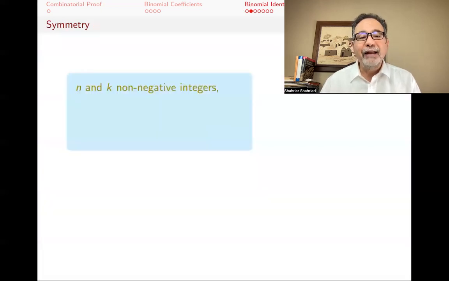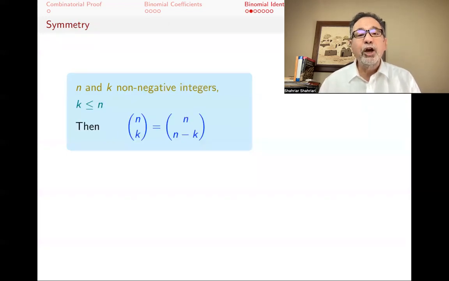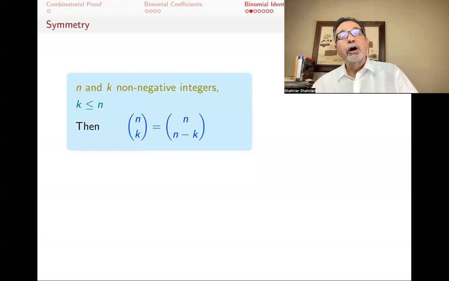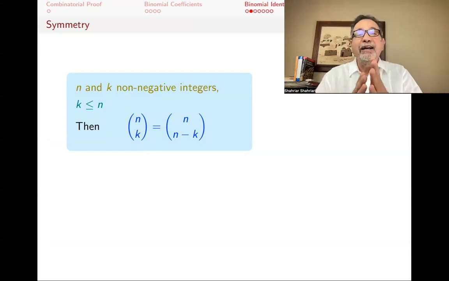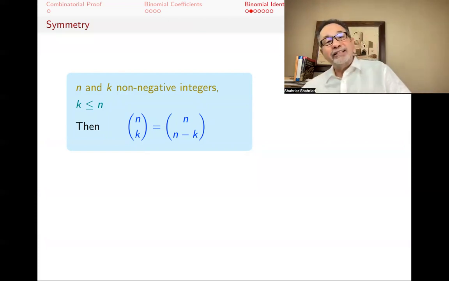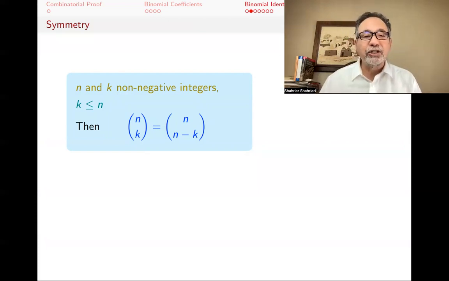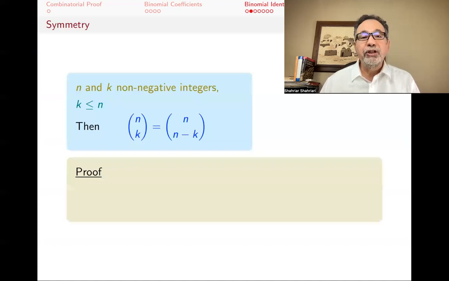And why is that? We actually had 3 proofs of this in a previous video, but I'm going to quickly give you a combinatorial proof. So n and k are non-negative integers, k is less than or equal to n. Why is it that n choose k, which is the entry in row n column k, is the same as the entry in the same row, but in column n minus k? So k is k units from the left, n minus k is k units from the right, and we're saying these are the same. And the proof is pretty straightforward.